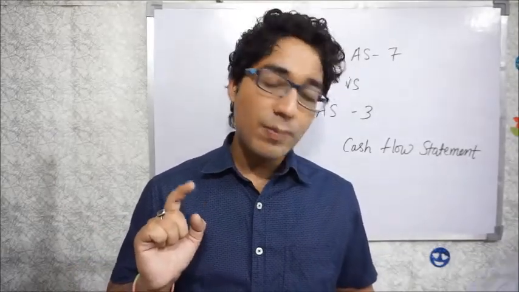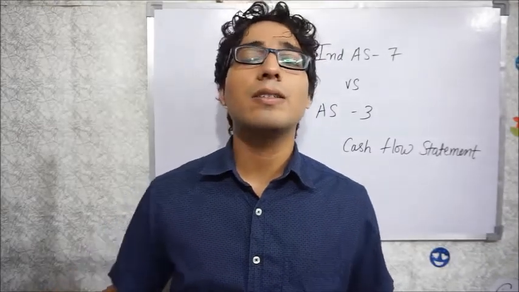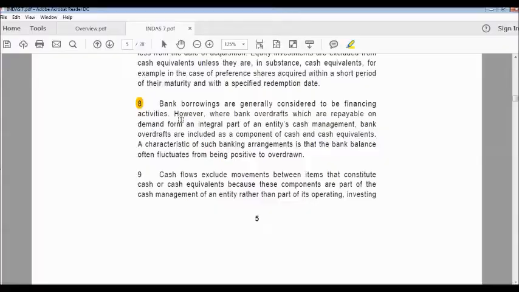Now we should first check what exactly paragraph number 8 of Ind AS 7 says. As you can see on your screen, paragraph number 8 says that bank borrowings are generally considered to be a financing activity. However, where bank overdrafts which are repayable on demand form an integral part of the entity's cash management, bank overdrafts are included as a component of cash and cash equivalents. So it's simply saying that bank overdrafts are included as a component of cash and cash equivalents.